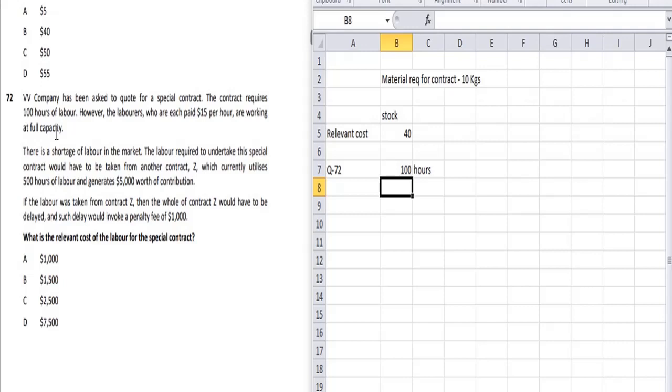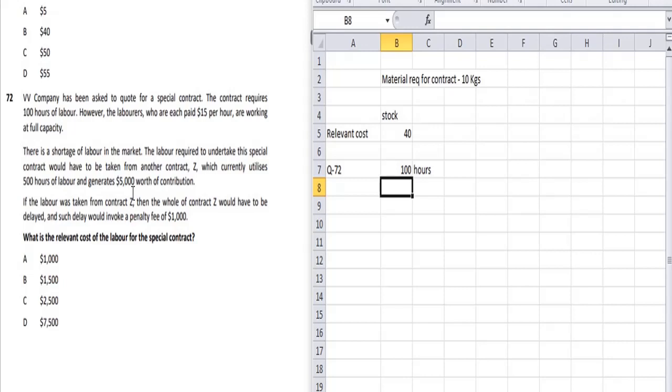The question told the labor are in full capacity, so now we have to see whether we can hire more labor or we can't. Currently they are paying 50 per hour to the labor, and there is a shortage of labor in the market. The labor required to undertake this special contract would have to be taken from another contract, Jet, which currently utilizes 500 hours of labor and generates 500 worth of contribution.